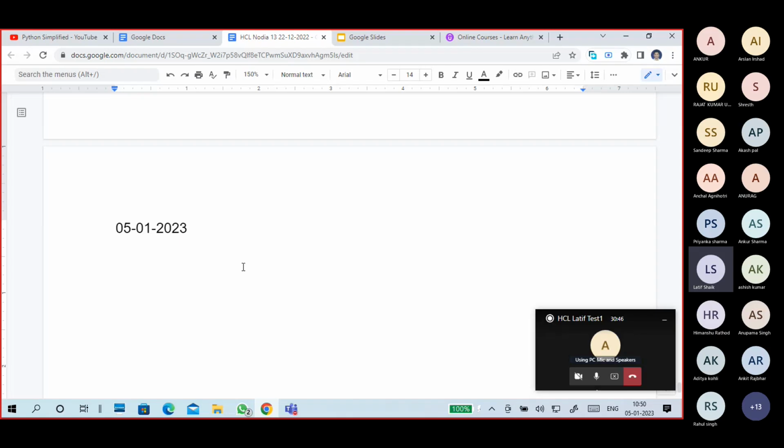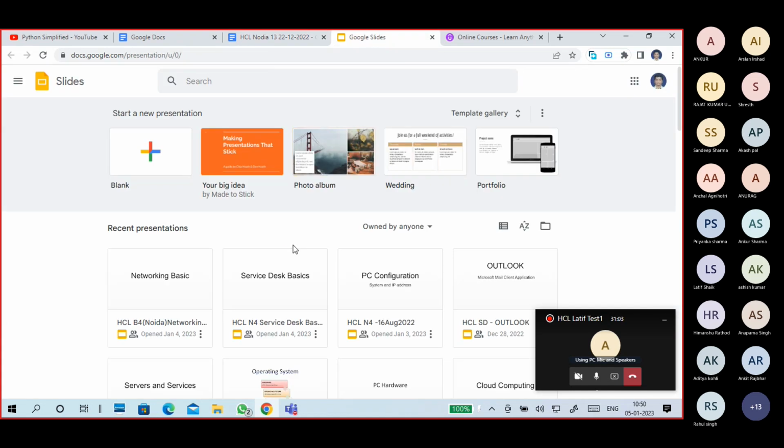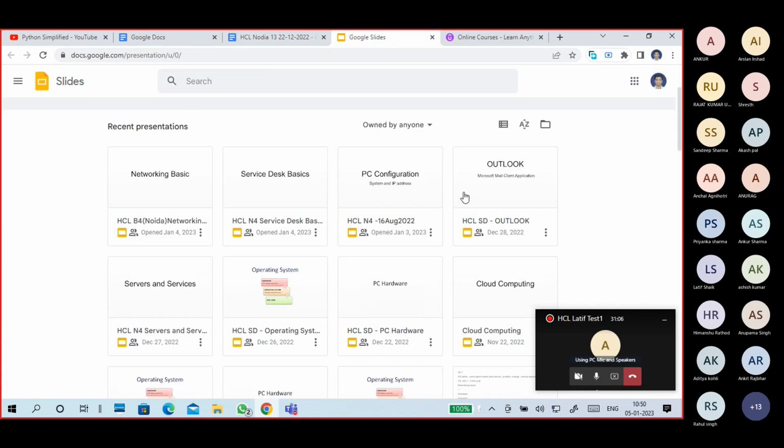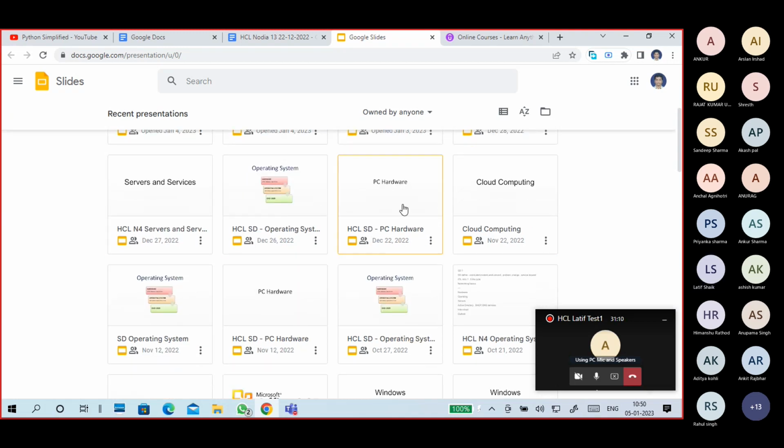Okay, so PC basics. PC hardware basics only, basic parts only. So we don't go with that. So this is hardware basics.